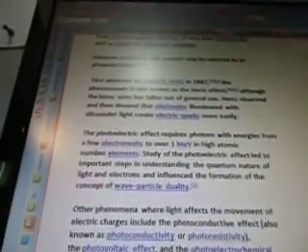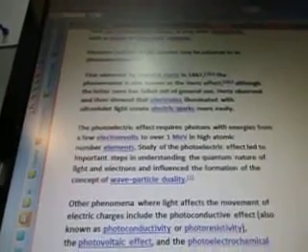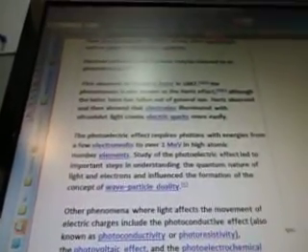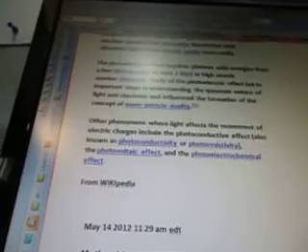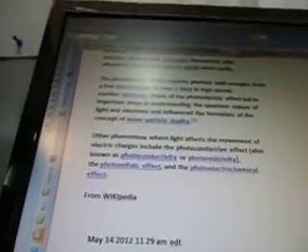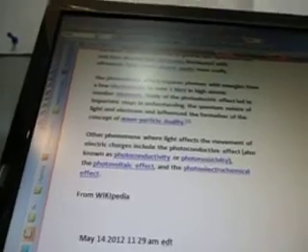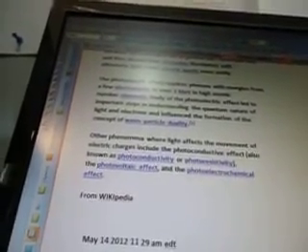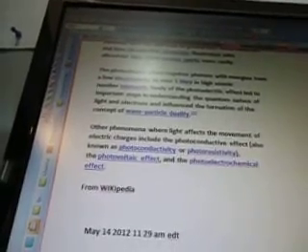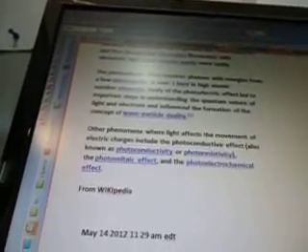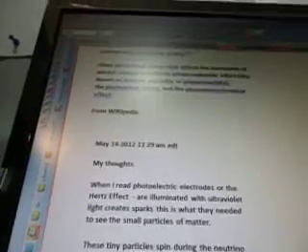So the study of the photoelectric effect led to important steps in understanding the quantum nature of light and electrons and influenced the formation of the concept of wave-particle duality. Other phenomena where light affects the movement of electric charges include the photoconductive effect, also known as photoconductivity or photoresistivity, the photovoltaic effect, and the photoelectrochemical effect. And this is from Wiki.